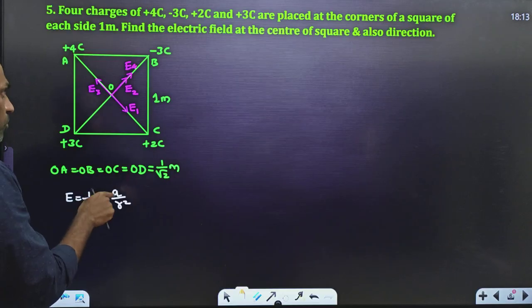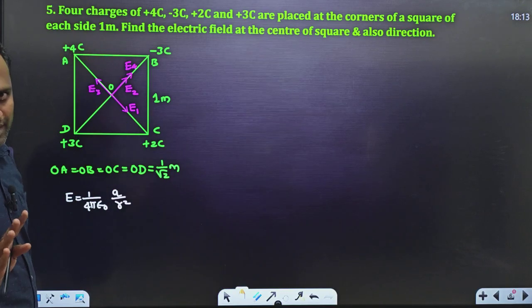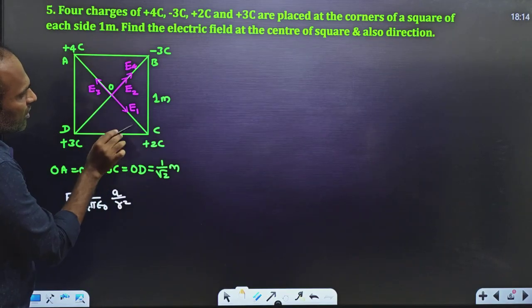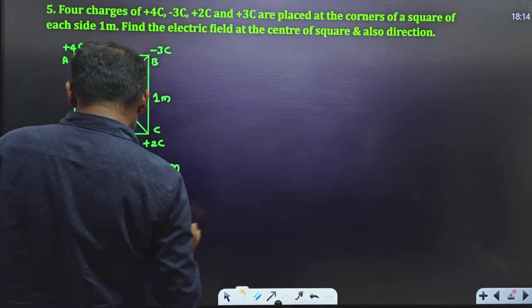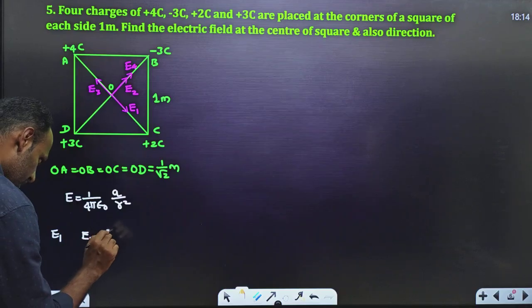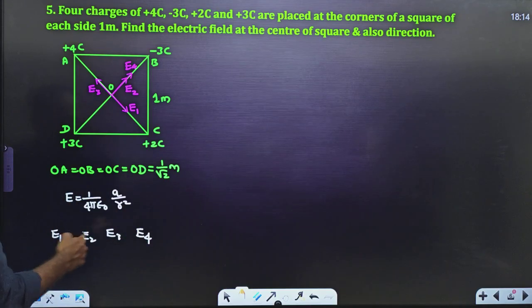Okay, so using this formula you will calculate E1, E2, E3, E4. You will calculate all these. See, E1 and E3 both are on the same straight line and they are opposite in direction. So you will find the resultant of these. You will find E1, E2, E3, E4. All these electric fields you will find by using this formula.